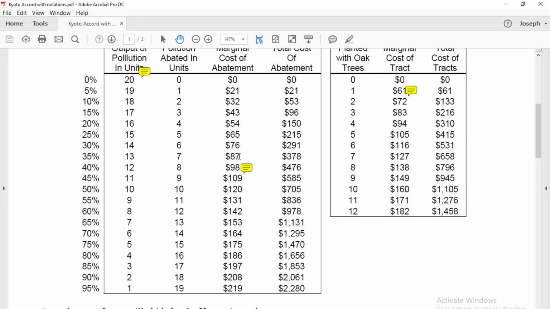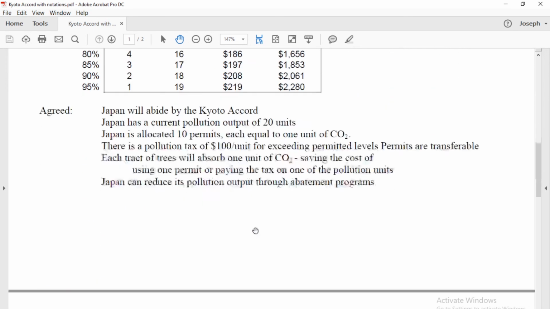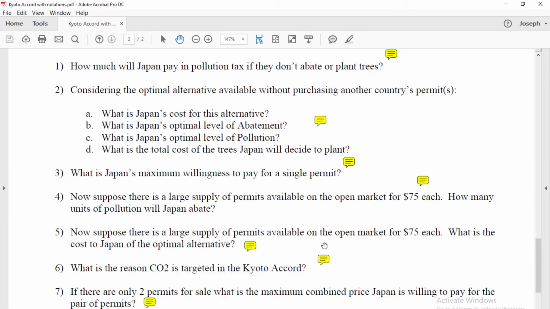But if they had to pay $87, it would be better for them just to reduce pollution rather than pay the $87 to another country. So what's Japan's maximum willingness to pay for a single permit? Answer, $86. A little less than what the most expensive abatement cost.